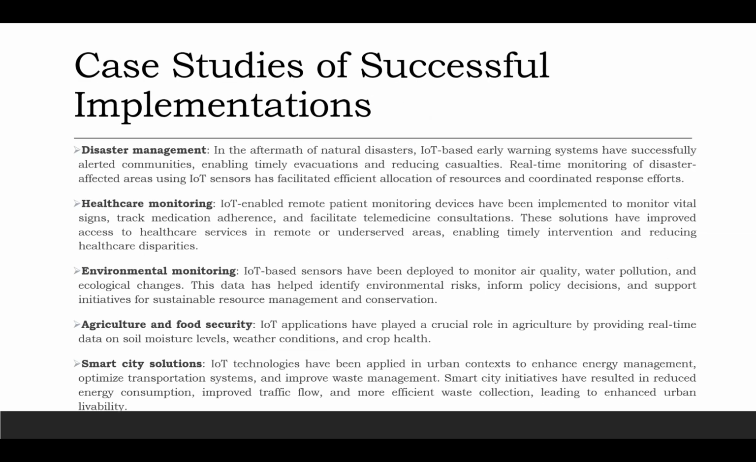These are some of the case studies of successful implementations, where they have been used in disaster management, healthcare monitoring, environmental monitoring, agriculture and food security, and smart city solutions. They have resulted in reduced energy consumption, improved traffic flow, and more efficient waste collection. They have also improved access to healthcare services in remote or underserved areas, enabling timely intervention and reducing healthcare disparities.